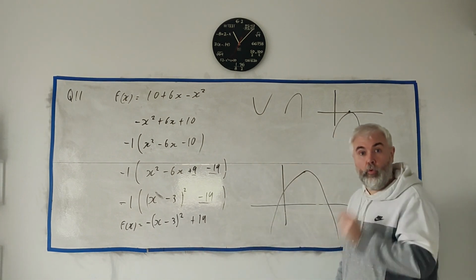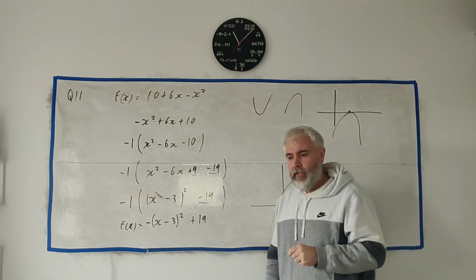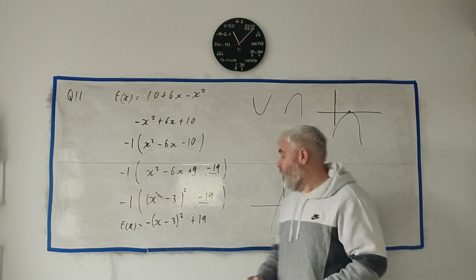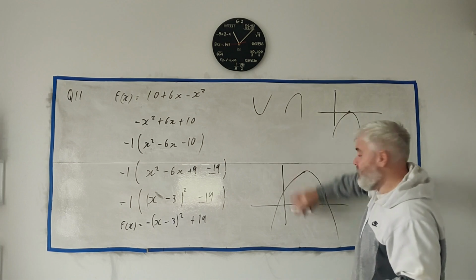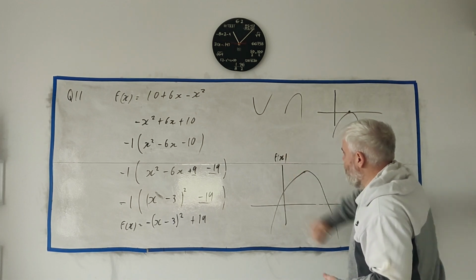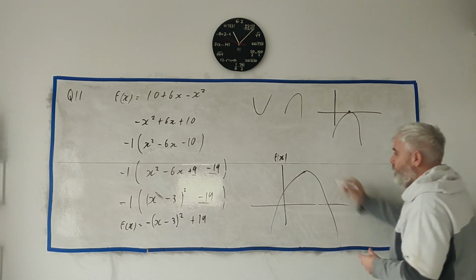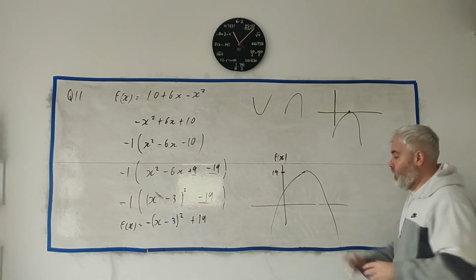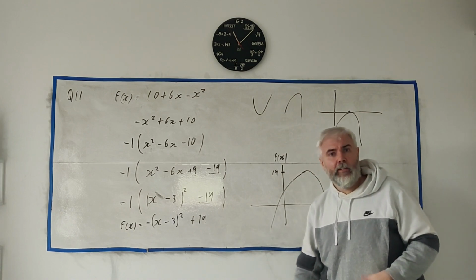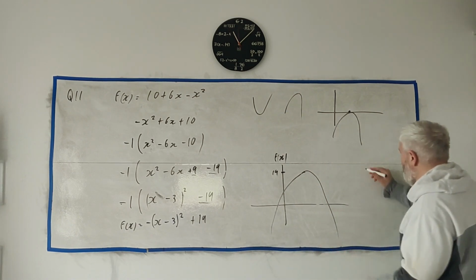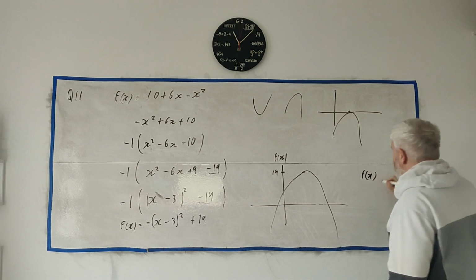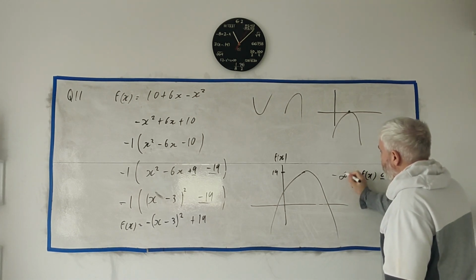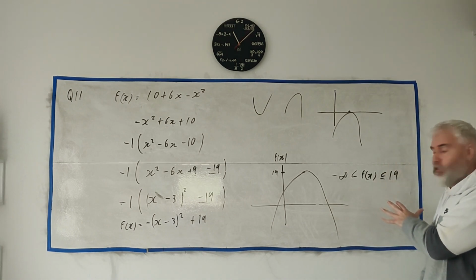So when they asked us the range, what that means is how big can this get and how small can it get? What's the biggest, and we're talking about the y-axis here, the f(x) axis. What's the biggest number possible? And that's 19. What's the smallest number possible? And it goes on forever down. So it's minus infinity. So you'd write something like this. f(x) has to be less than or equal to 19 and bigger than minus infinity. That's full marks to this question.